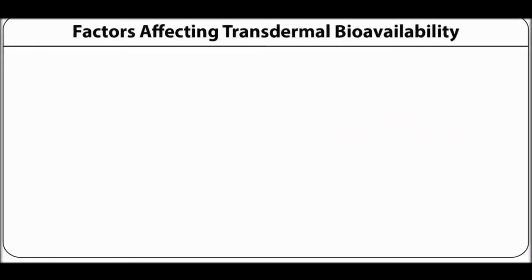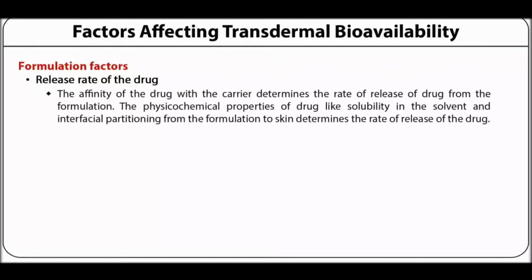The next set of factors which play an important role in our overall transdermal drug bioavailability are referred to as the formulation factors. The primary amongst them is the release rate of the drug. The affinity of the drug with the carrier determines the rate of release of drug from the formulation. The physicochemical properties of the drug, like solubility in the solvent and interfacial partitioning from the formulation to skin, determine the rate of release of the drug.